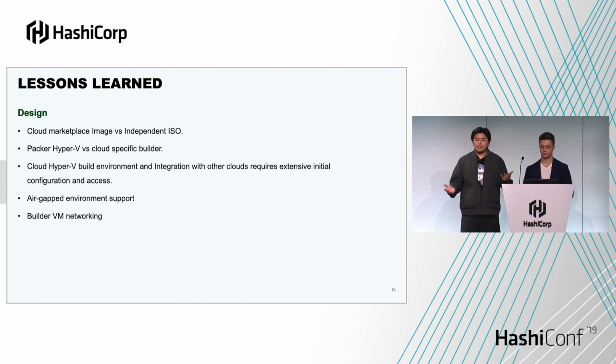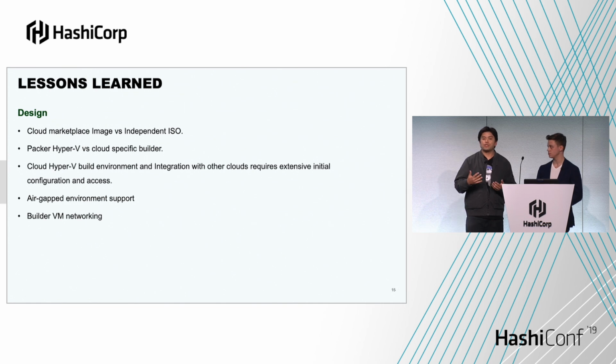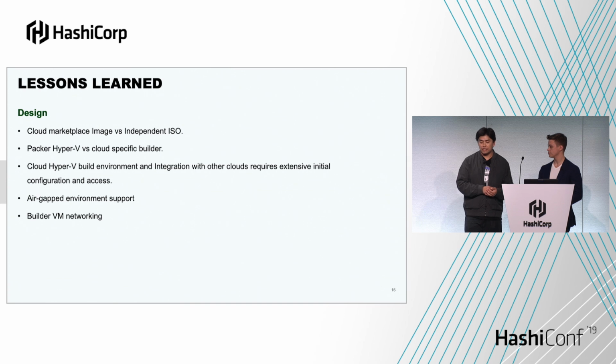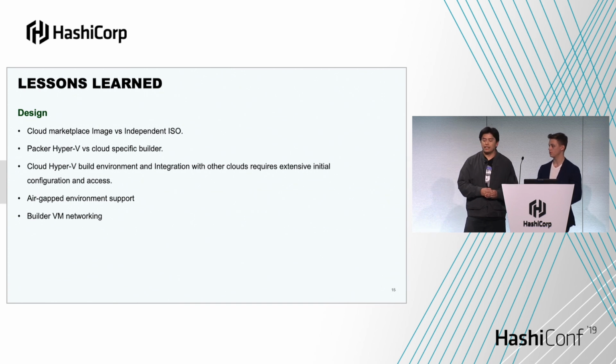So there was a decision between a marketplace image or an independent ISO file that could be locally stored. So we went with the locally stored, right? So we grabbed one, we hardened it and everything. So that's why we couldn't use the Packer builders for each cloud, right? You have to do something generic that allows us to export to each cloud, right? That was something that we had to consider. And again, Hyper-V versus cloud-specific builder, that's related, right? So Hyper-V allows us to use the VHD format that works for all clouds.